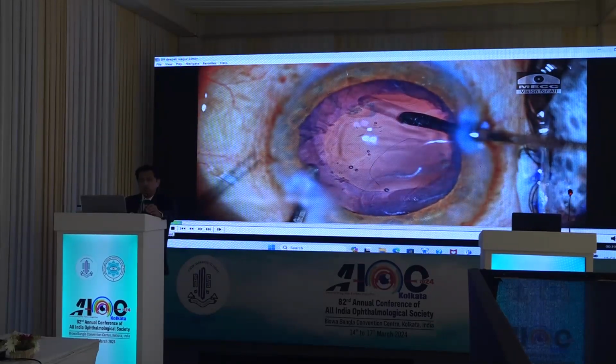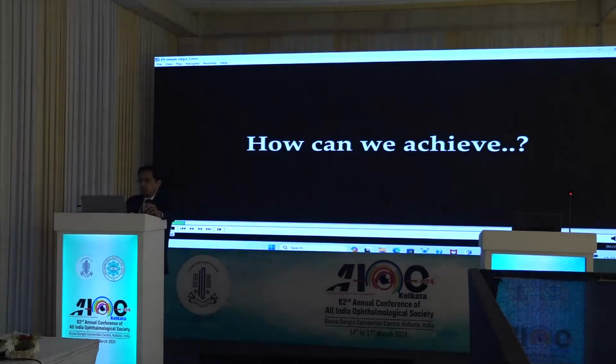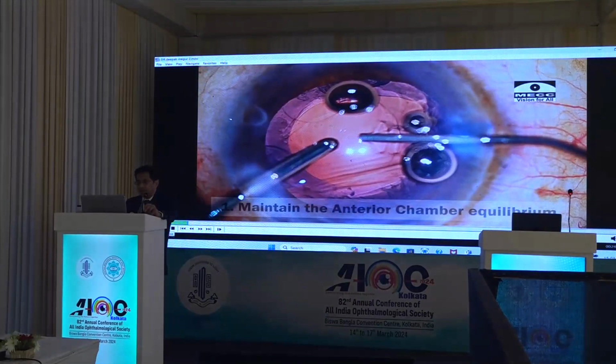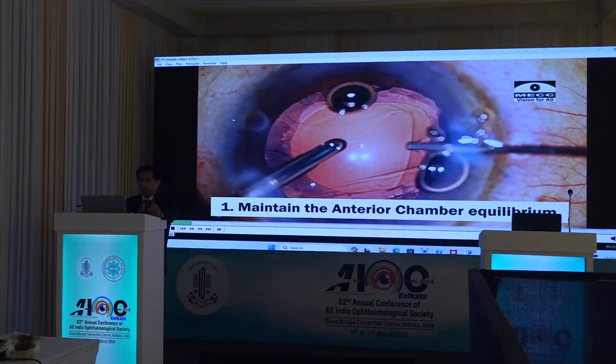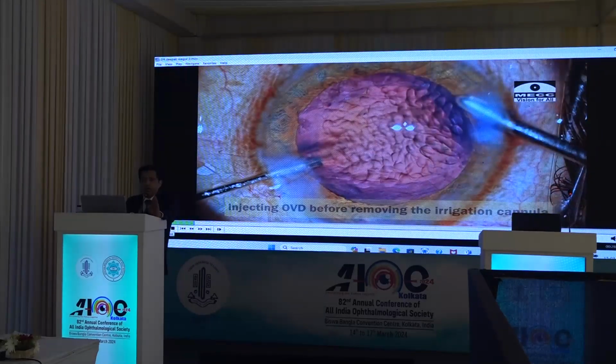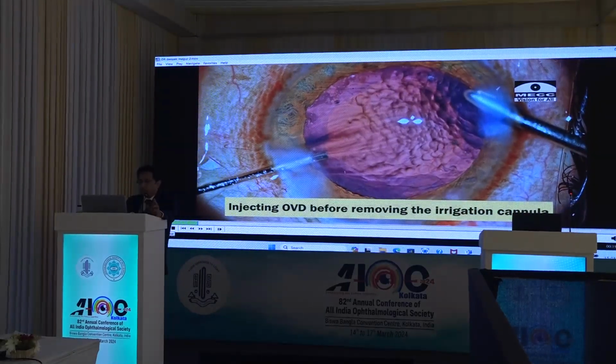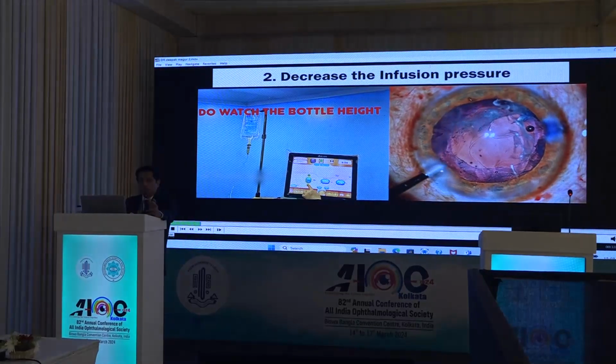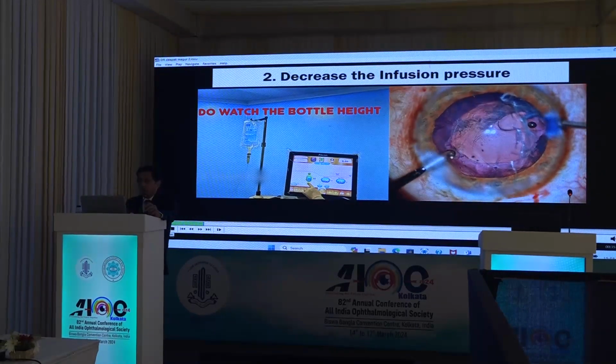And if so, what are the principles we need to apply? So how can we achieve the same advantages? Again, the first principle is not going to change. You will always have to maintain the chamber, using a dispersive OVD, which has a chondroitin sulfate and hyaluronate combination.